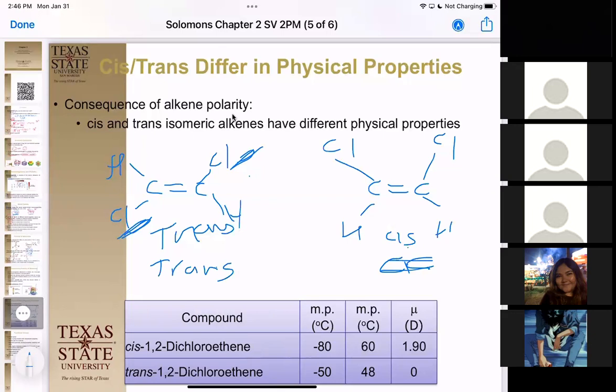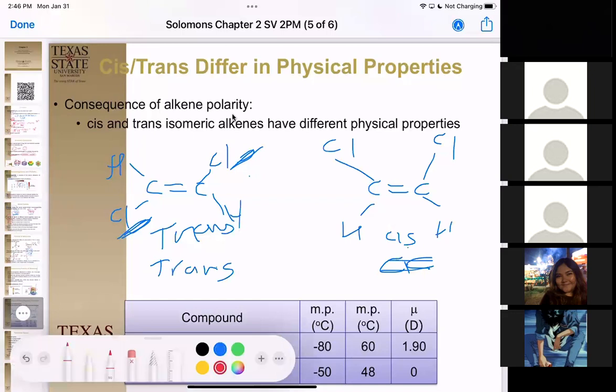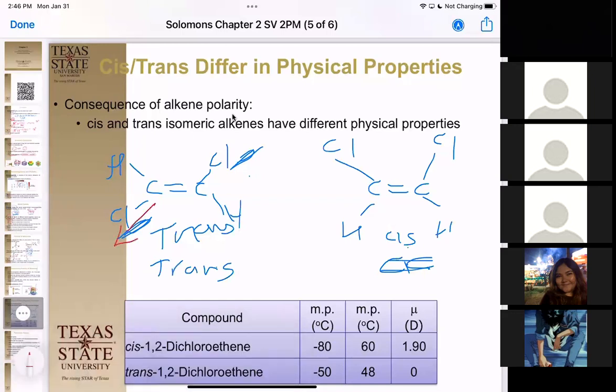And so let's look at its molecular polarity. So I'm going to draw the things. Let's see, we have a dipole in that direction and a dipole in that direction because the chlorine is more electronegative than carbon. But if we look at that, they are equal and opposite. They cancel each other out. We have zero dipole.